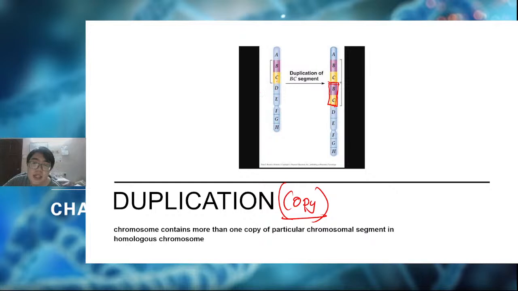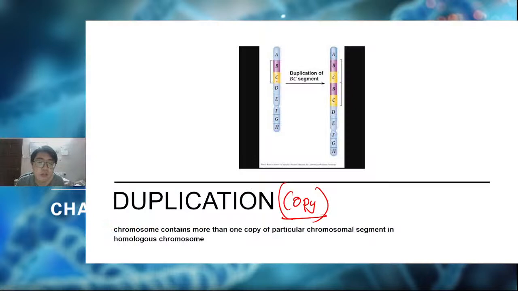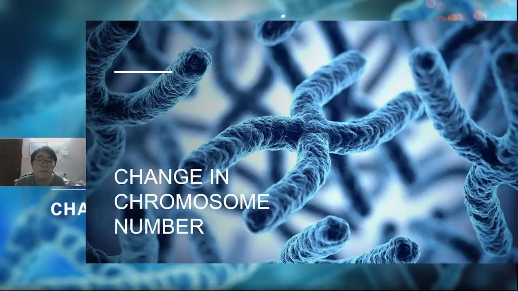So if BCD, it means a new set of BCD will be inserted into this chromosome. So this one is like a copy. It is duplication, like a copy. Okay, so easy. Just the translocation is a bit more complex. So actually chromosomal mutation is finished. Easy, only four: inversion, deletion, duplication, and translocation.